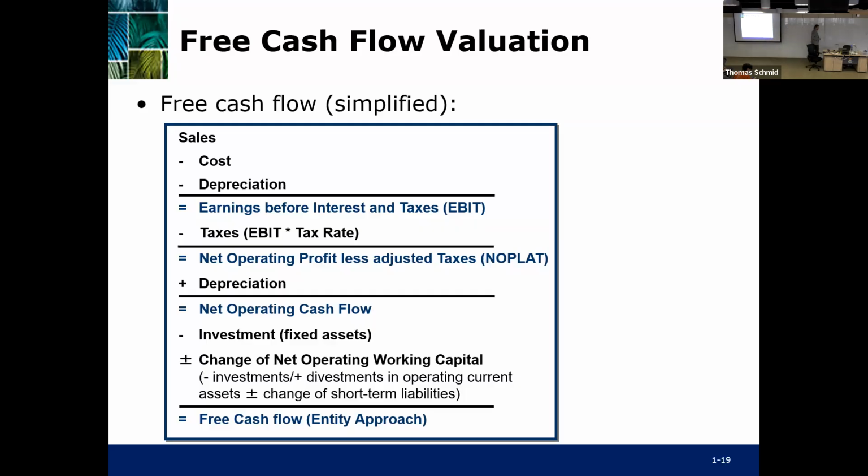Important to remember is that if you use the entity approach, you end up with the firm value. If you use the equity approach, you end up with the equity value. So just don't mix those two things up. Equity approach, equity value, entity approach, firm value.